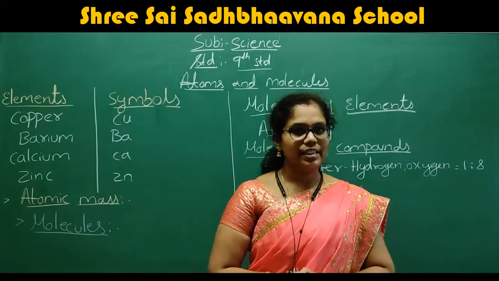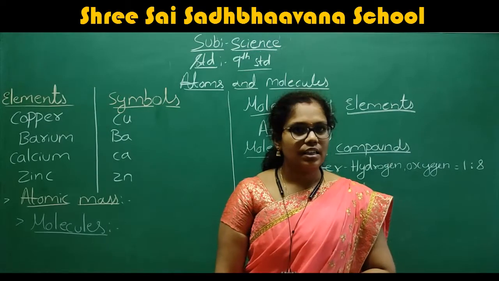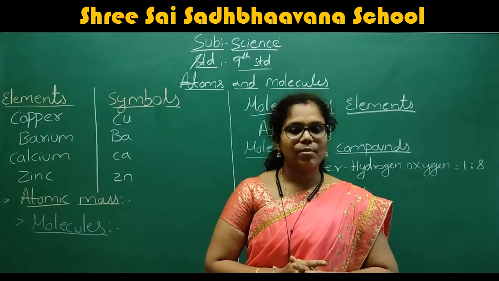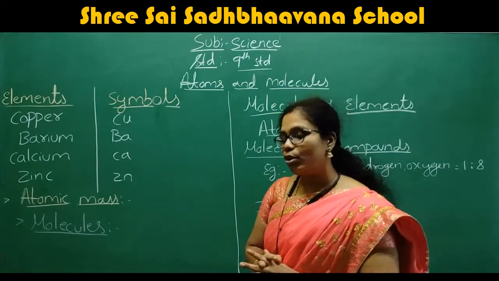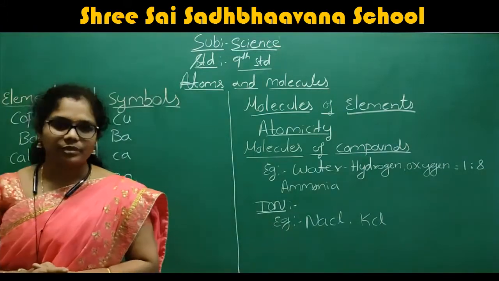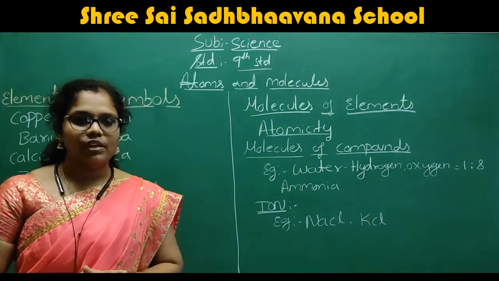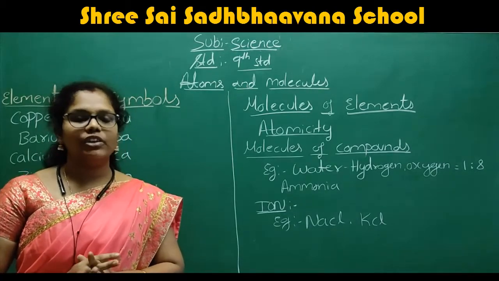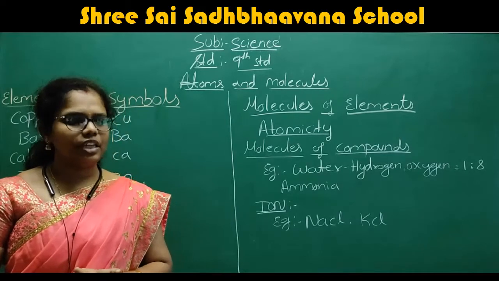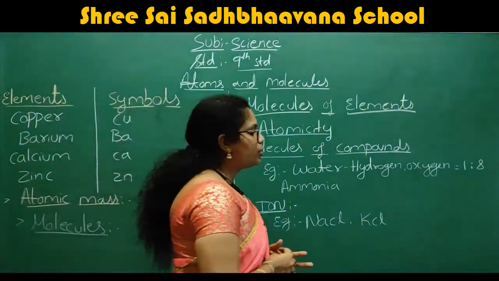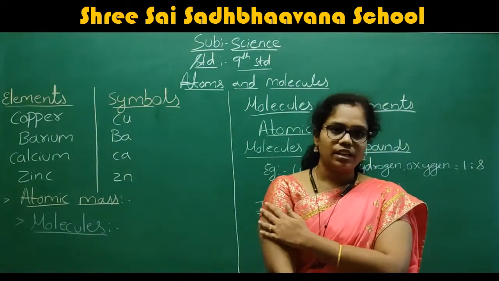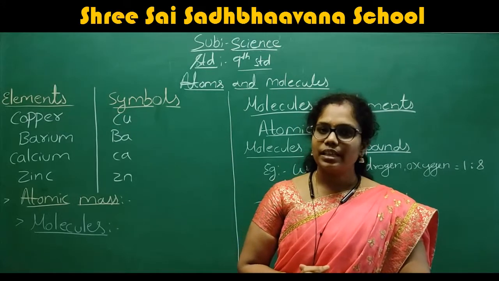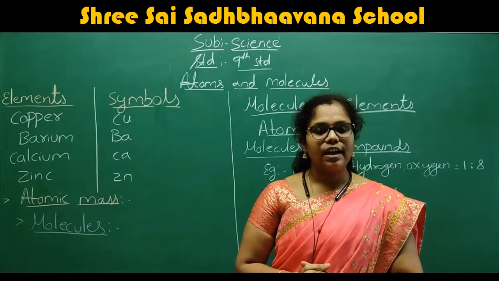After discussing all the elements and their symbols, now we are going to discuss the next concept, that is atomic mass. Atomic number we already discussed, right? The total number of protons present in the atom is called the atomic number. Then what is atomic mass? The total number of protons and neutrons present in the atom, or otherwise the total number of protons and neutrons present in the nucleus, we call the atomic mass.